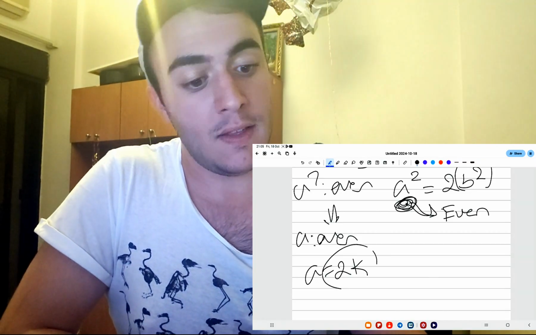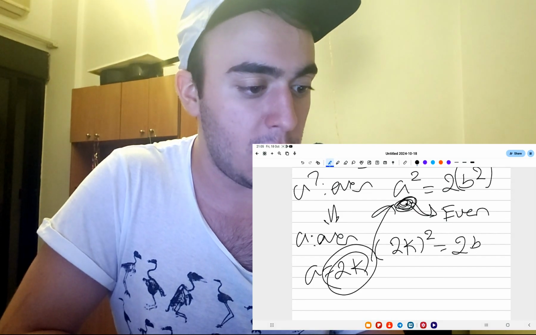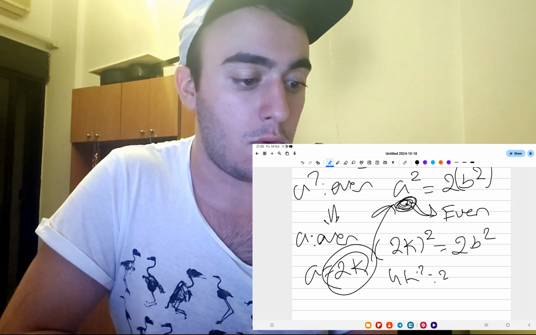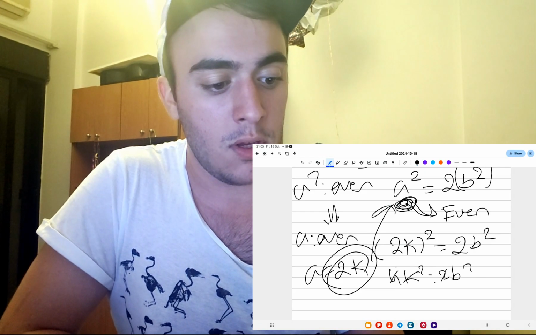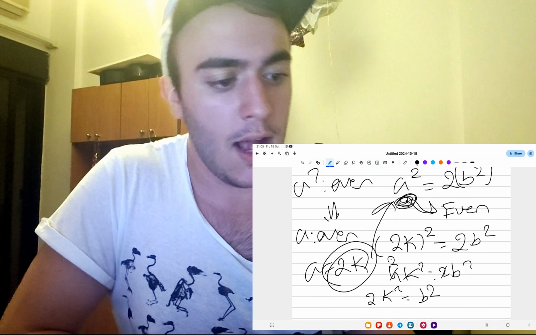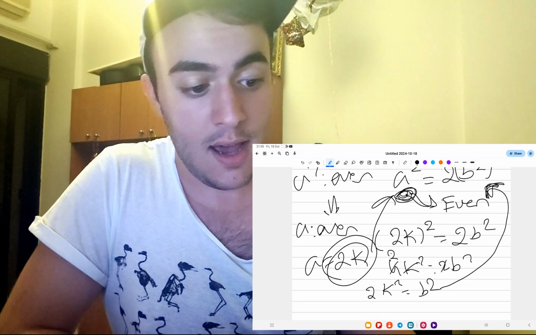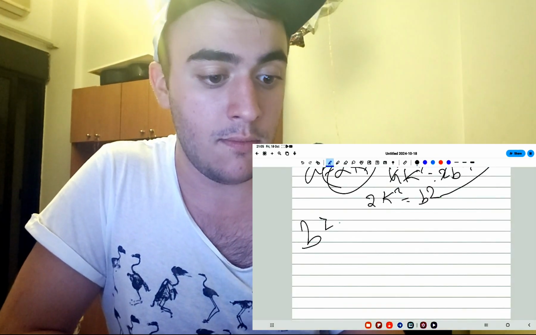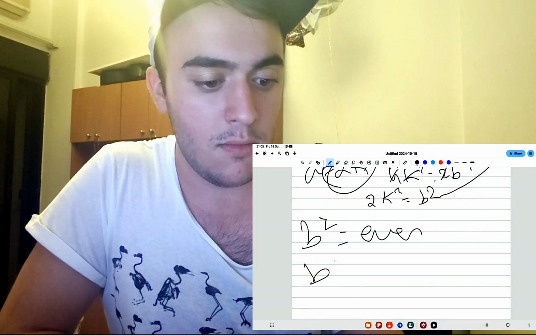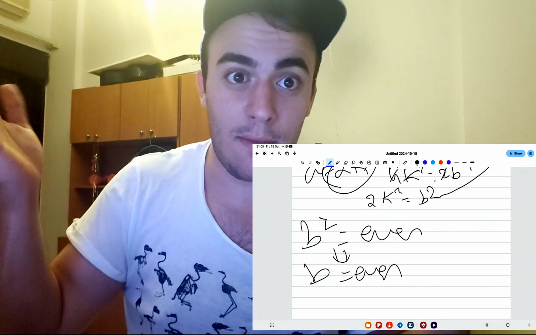So we take this 2k and now we plug it into this. So we get (2k) squared is equal to 2b squared. Right? So we get 4k squared equal to 2b squared, and then we can divide by 2, so you get 2k squared equal to b squared. Looks really similar. This is basically this, except now b squared is even, which, as we saw a little bit up, means b is even. That's it. B is even.